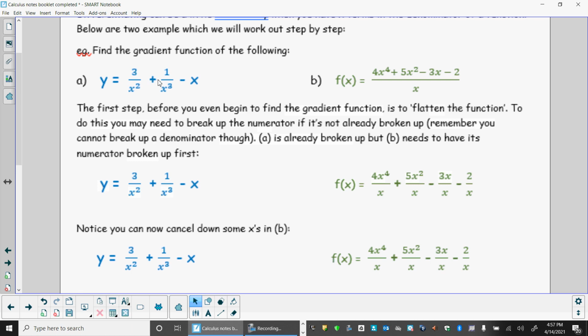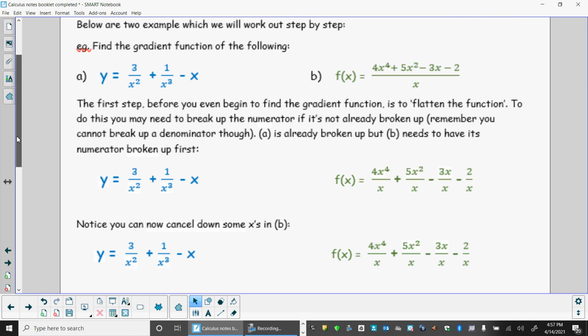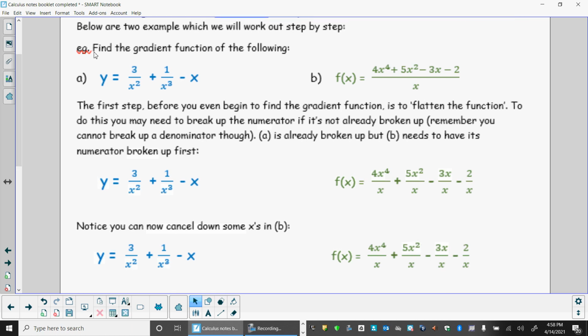So notice example A I do down here in blue. Example B I do down here. I'll go through it step by step. So for example, the instruction would be find the gradient function of the following. Or it could be for this one find dy/dx, or for this one find f dash x. So notice that this one's got x's in the denominator, and it's just got a regular x here. And this one's got x's in the denominator and numerator.